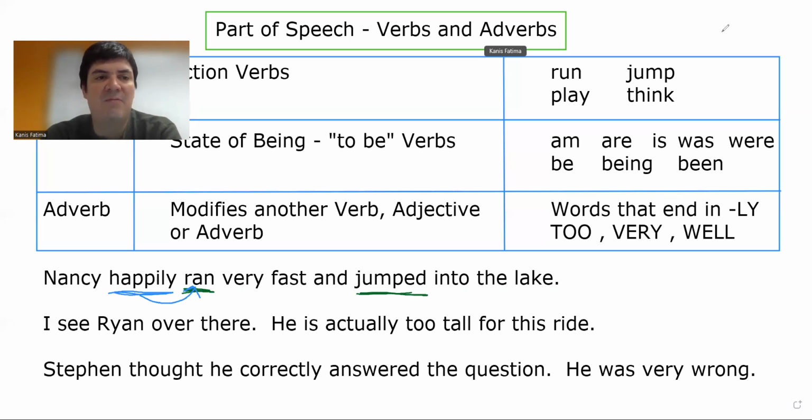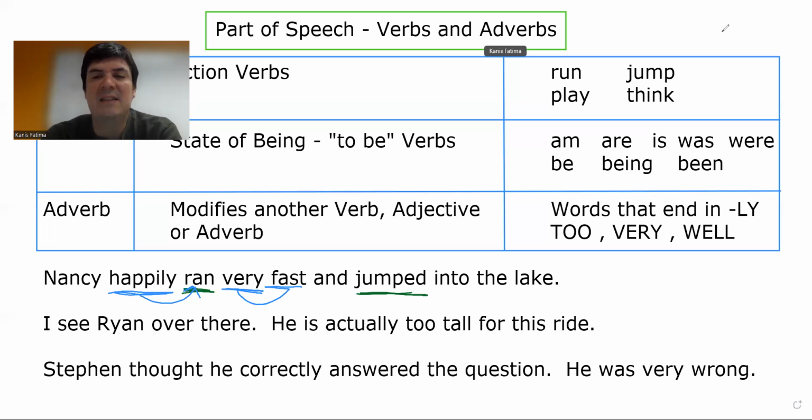I see another adverb. I see very. Now here, very is modifying or describing the adjective fast. Nancy ran what? Nancy ran very fast. How fast? Very fast.